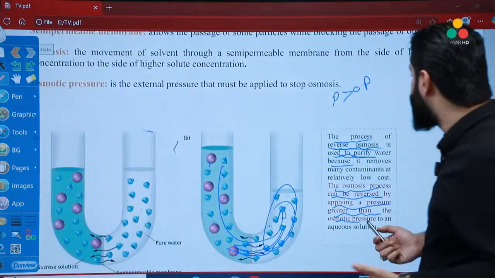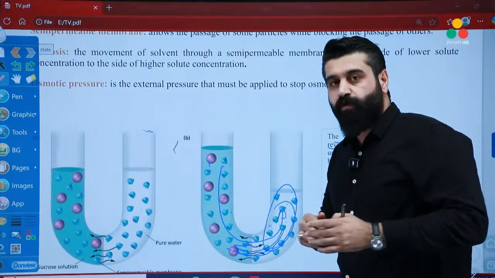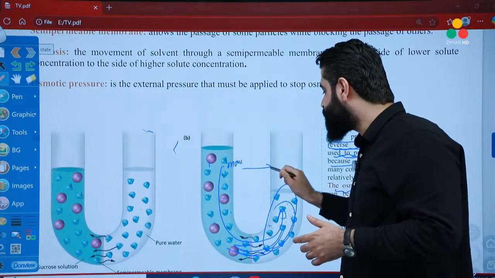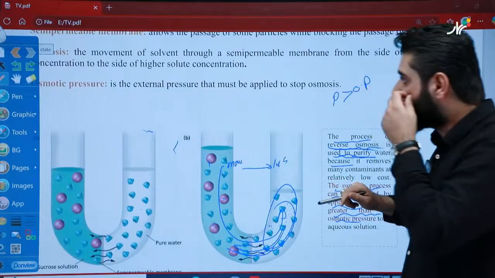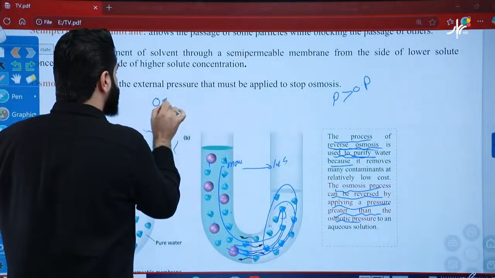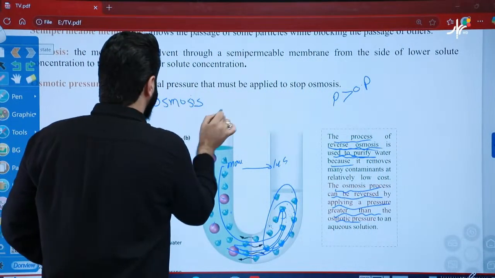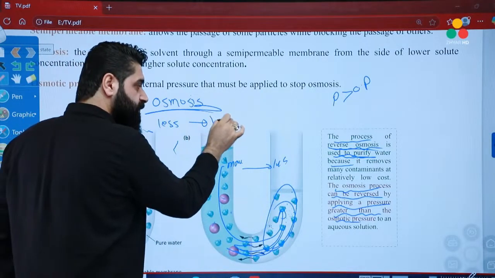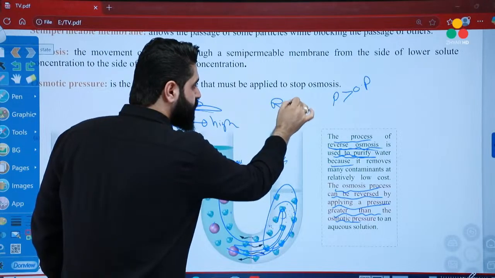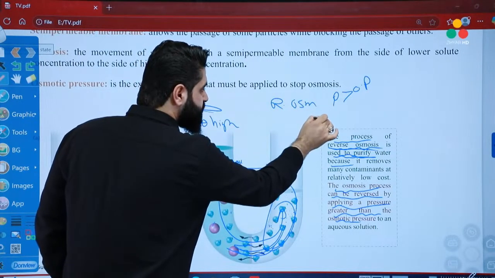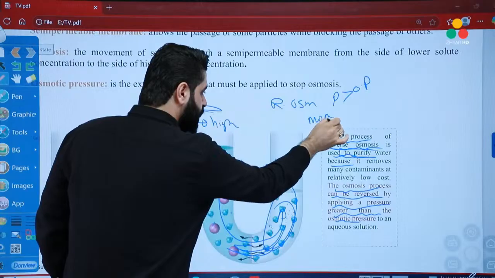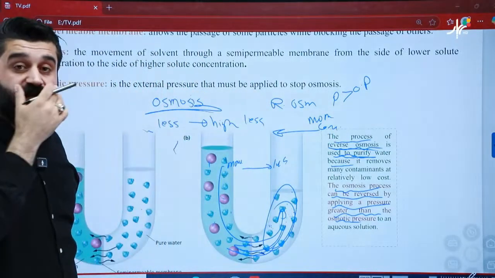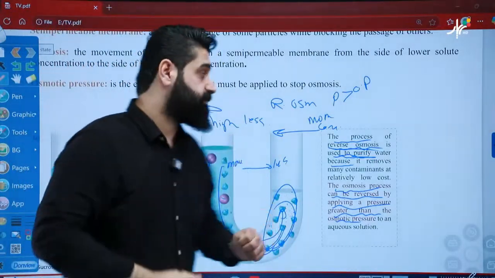Reverse osmosis. What is reverse osmosis? The movement of water particles from the more concentrated side to the less concentrated side. So osmosis is from the less concentrated to the more concentrated side, but reverse osmosis is from more concentrated to less concentrated. The processes are reversed to each other.